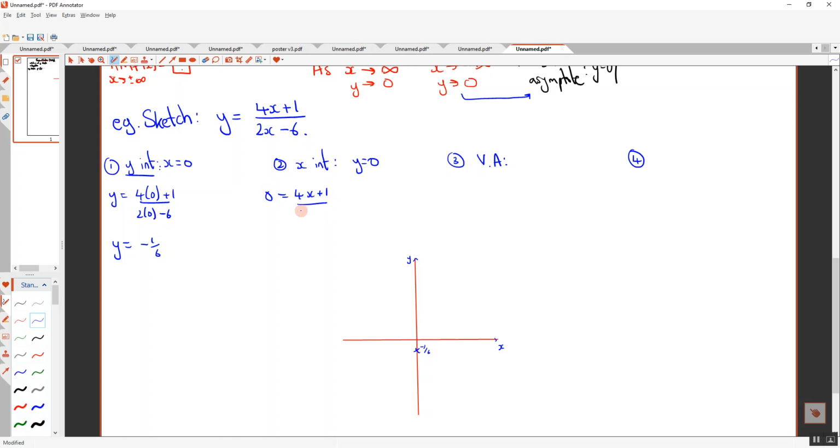So you multiply both sides by 2x minus 6. That gives you 0 on that side, and you get 4x plus 1. So you've got this equals 0. In order to solve this, how do you get rid of that on the bottom? You multiply both sides by it. So you end up with 0 equals 4x plus 1.